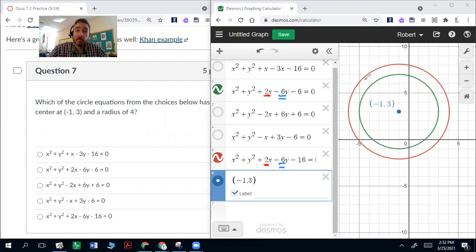Now, as far as the radius goes, well, we got to find the radius that has 4. So let's count a little bit, shall we? From here, I'm going to go 1, 2, 3, 4. Now, if I go one more out, that looks like a little bit over 5. So that's going to be your radius right there. R is equal to 4. So it's going to be the green one, which corresponds to the one that has -6 at the end.